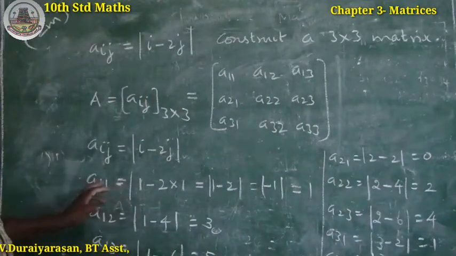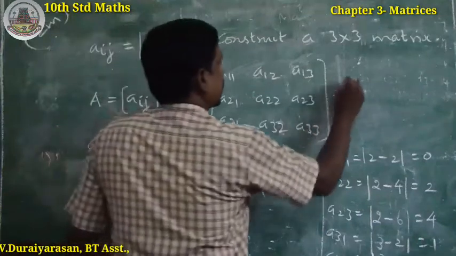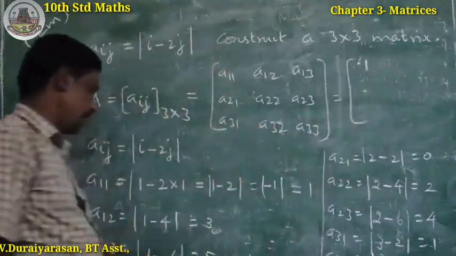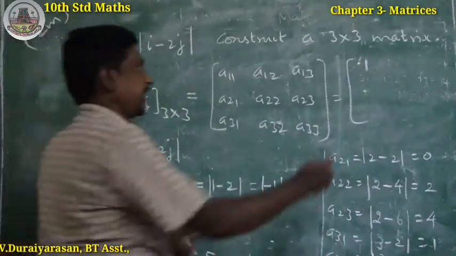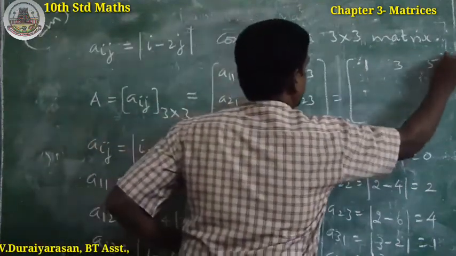So, what are the elements? A11 is 1. A12 is 3. A13 is 5.